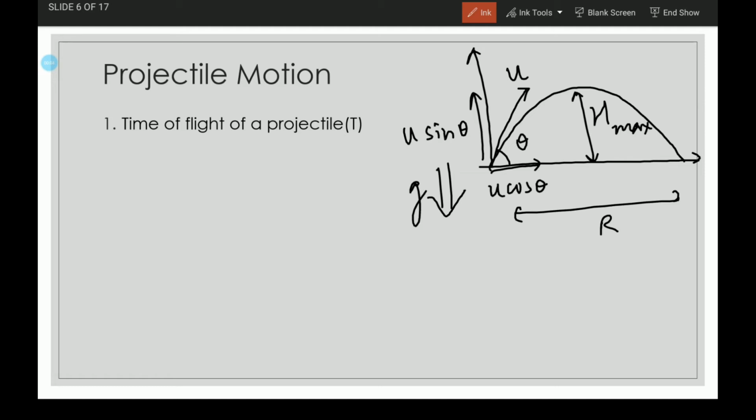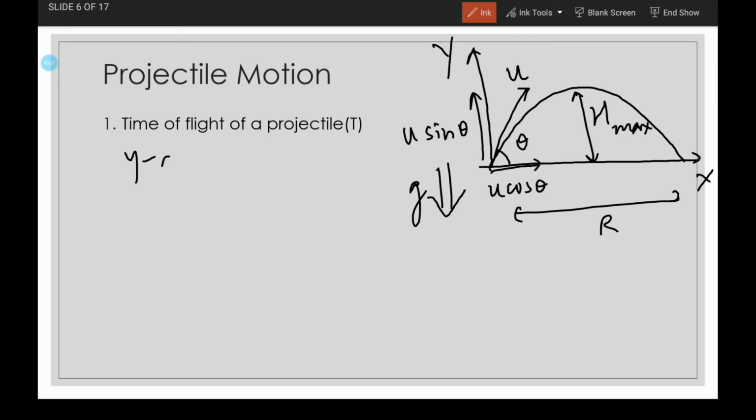On the right, I have shown a figure of a typical projectile moving in its parabolic path. The components of the speed of the projectile are u cos theta along the x-axis and u sin theta along the y-axis, with the acceleration due to gravity acting downwards. Let us talk about the time of flight of a projectile.